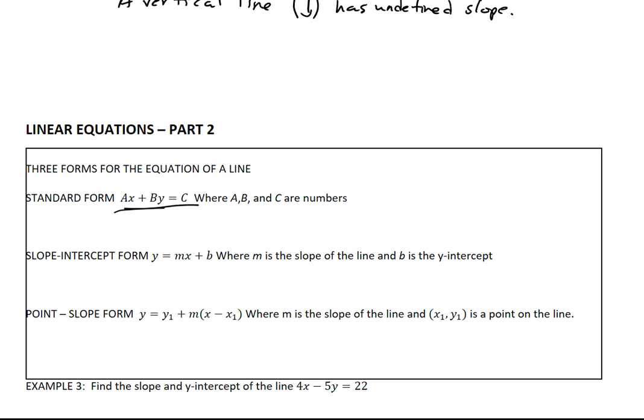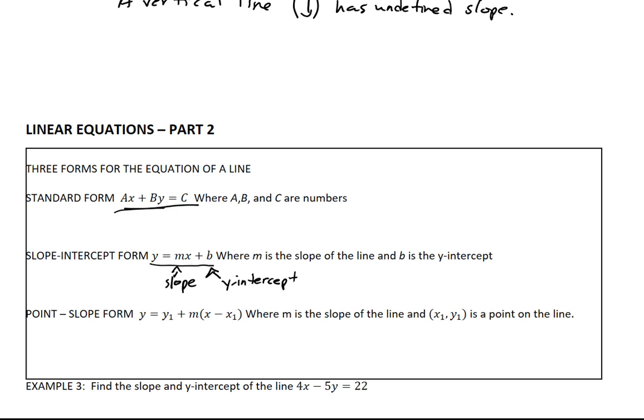Slope-intercept form is the one you've dealt with the most. This is y equals mx plus b. Of course, m is the slope, and b is the y-intercept where it crosses the y-axis. That one's useful, and it is used a lot.